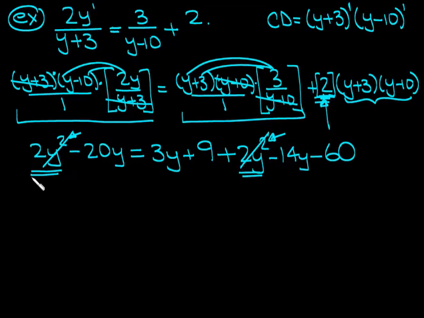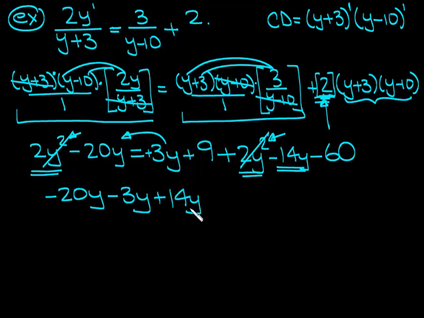Now what do I want to do? Move all the variable terms on one side. So I'm going to move everything to the left this time, so you get 20y. I'm going to move this 3y to the left. It's a positive, so it'll become a negative 3y. I'm going to move this negative 14y to the left. It's negative, so it'll become a positive 14y. And on the right I have 9 left minus 60. That's the only thing that's left on the right hand side.